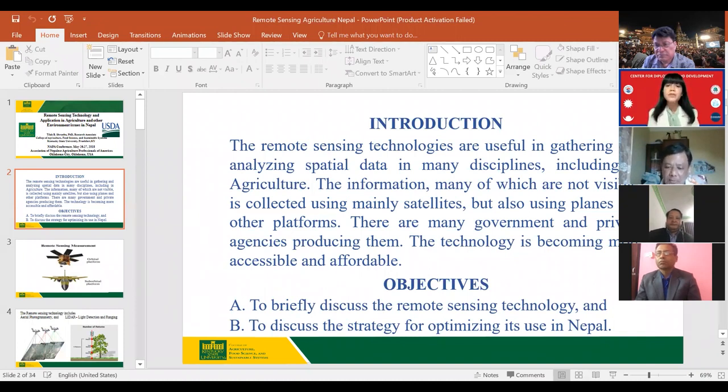Now, may I invite Mr. Mohan Krishna Shrestha, former ambassador of Nepal to France and founder president of CDD, to give his welcome remarks. Over to you, sir.